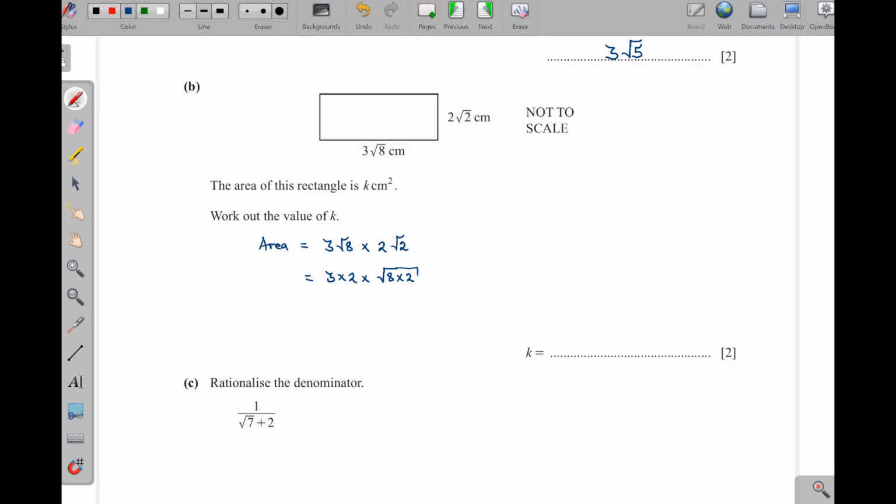In surds, okay, that root of A times root of B is the same as A, B, then under the square root, okay? So that is what I'm having here. And this one will be 6, then times root of 16. And you know that root of 16 is a 4. So 6 times 4, then this one gives us a 24.